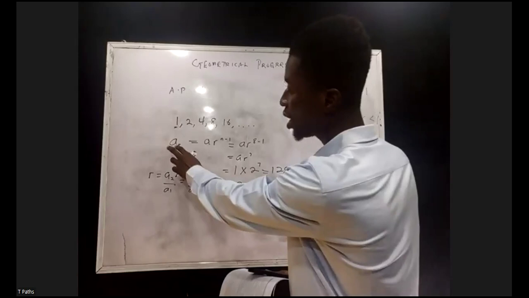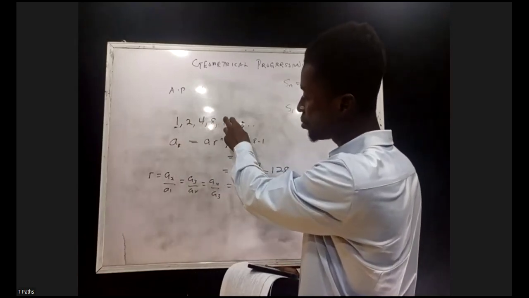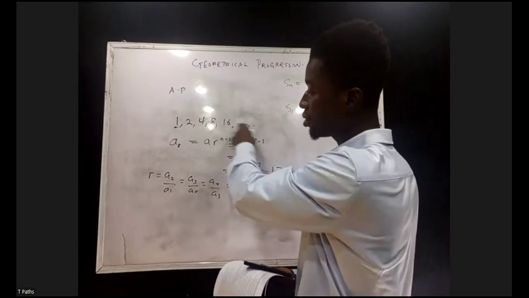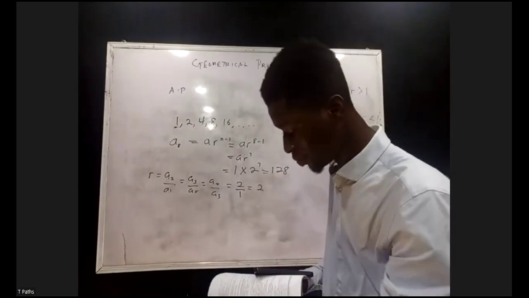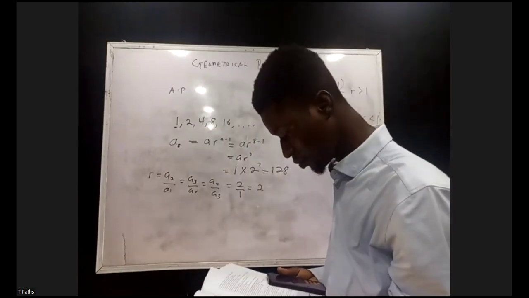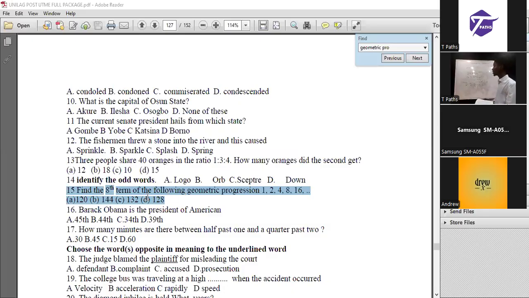So our answer now is 128. That tells us that, this is your first term, second term, third term, fourth term, fifth term, the 8th term of this sequence is 128, which is option D, 128. So do we get it now?